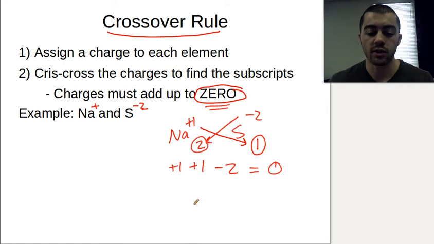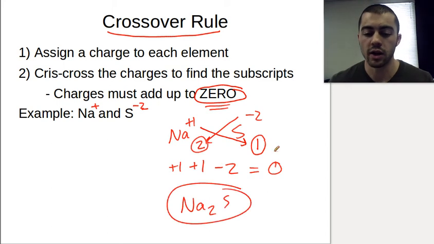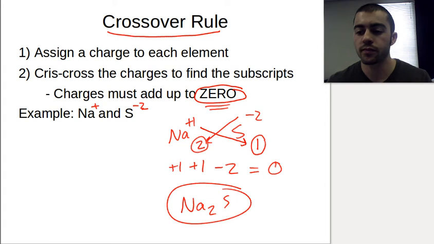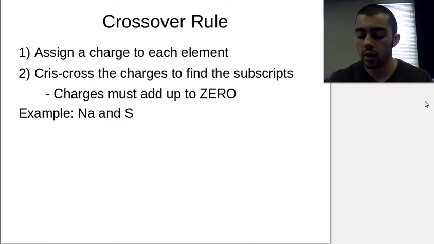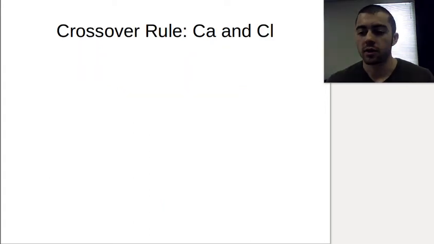So if we were to write this formula out properly, it would be Na2S, because again, we don't write these 1s in the subscript. So you can kind of cross it down just to show your work and make sure that you added the charges up right. But remember, when we write our final formulas, we never write 1s in the subscript. If there's no subscript, it's implied as a 1.